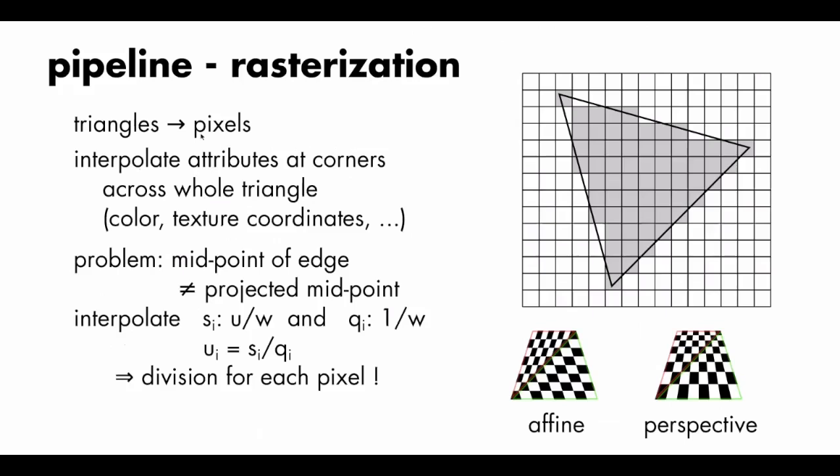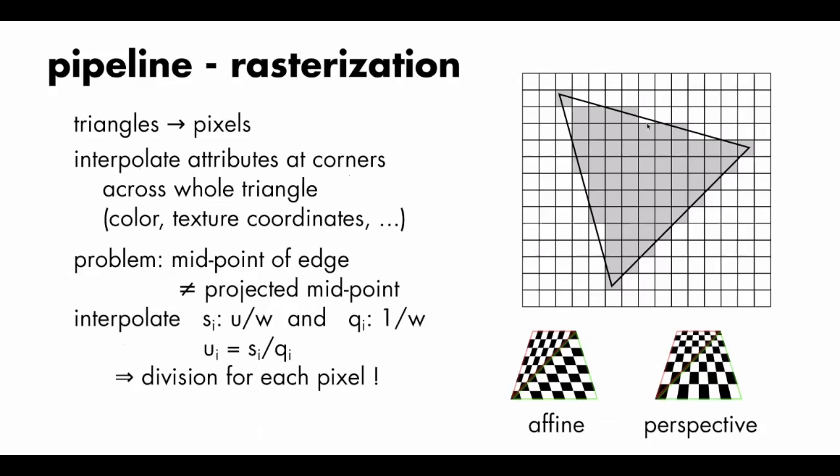Okay, now that we have our final triangles, we turn them into pixels. So we find out which pixels belong to this triangle, and also what the attributes are at these pixels. So we probably have to interpolate a color or maybe a texture coordinate or something, and every pixel will have that interpolated value.